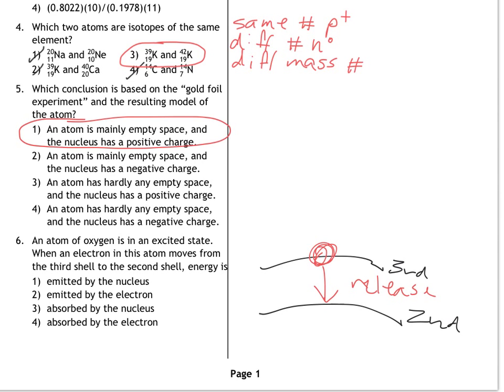That's just a law of physics: when you go from higher energy level orbitals to lower energy level orbitals, you will release energy. So when you go from third to second, energy is going to be emitted by the electron, not the nucleus.